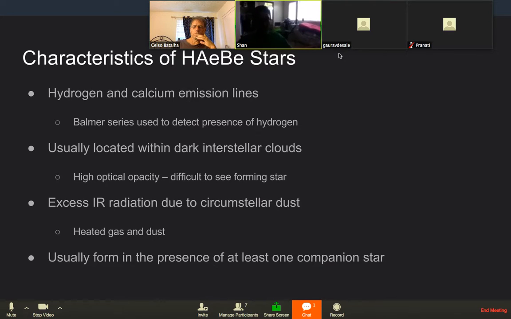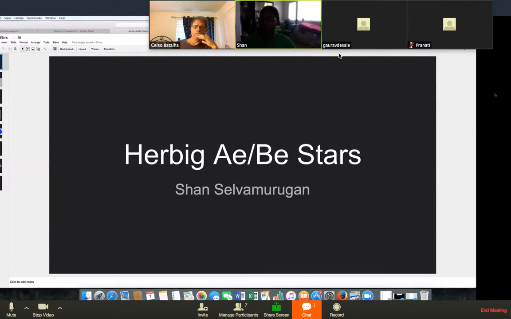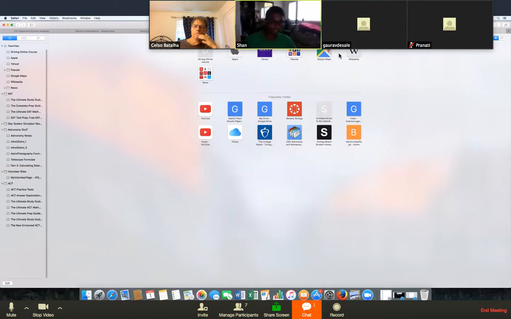Also, we can tell that these stars are usually located in open clusters. Open clusters are usually characterized by not a lot of stars, but the stars are pretty bright. I think I forgot to put a picture of that. Let me just search that up.